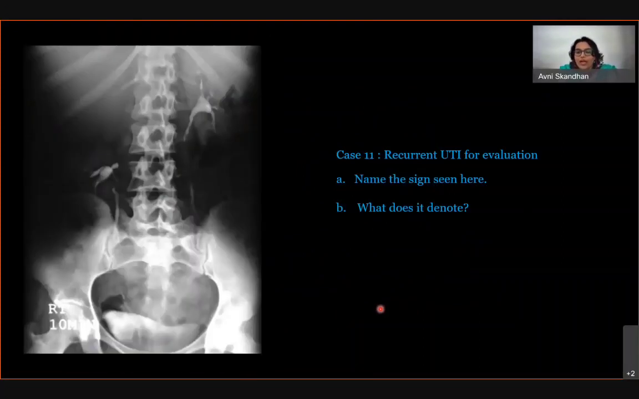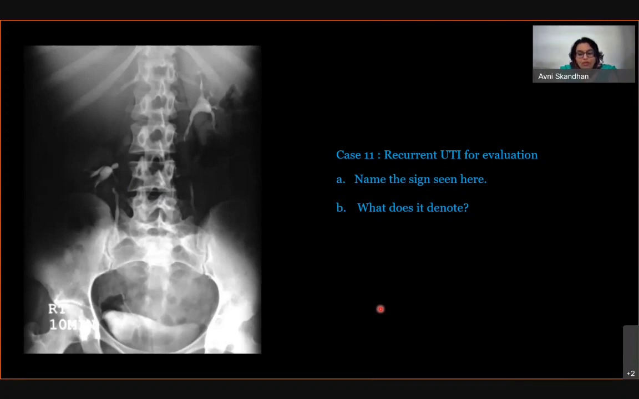Now, this is a patient who's had recurrent UTI and is getting evaluated for the same. What is the sign that you're seeing here? Drooping lily. Very good. What does a drooping lily sign denote? All of you are getting it right. Good. What does that sign denote? Duplicated system. Okay, very good.